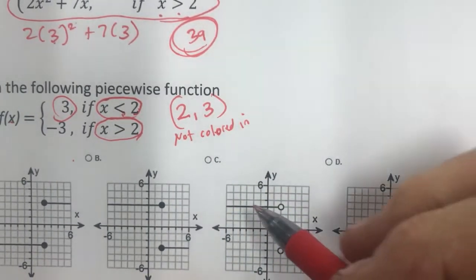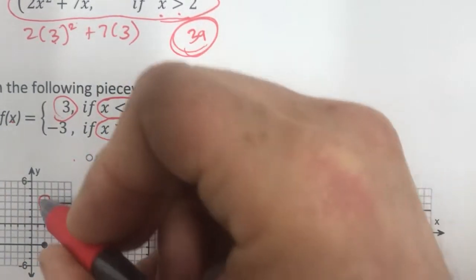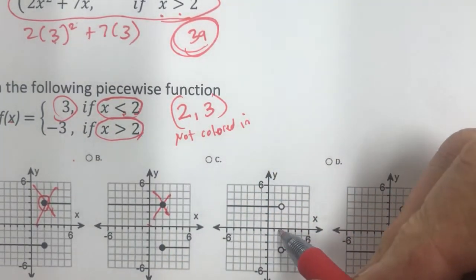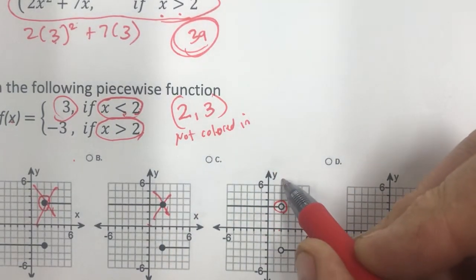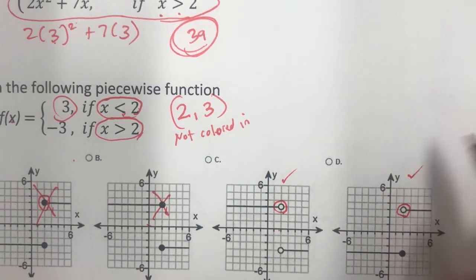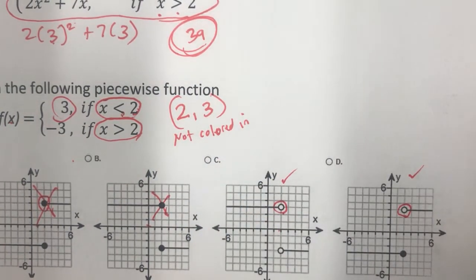Okay, so 2, 3 is right there, but it's colored in. 2, 3 is right there. All right, that's not colored in, so it could be that one possibly. Or it could be this one. So it's got to be one of those two as far as just that point right there. So that's the first thing we look at.